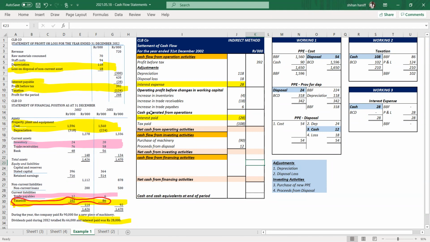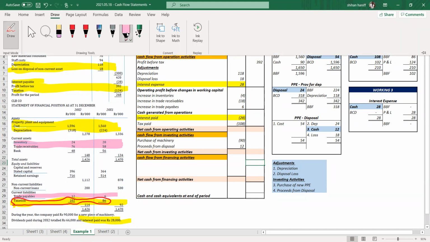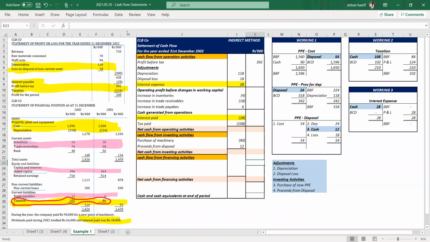Right. So other than that, check the statement of financial position. We have taken assets, we have taken everything. Current assets done. Stated capital, there is an increase. There is a question to explain the increase or decrease.